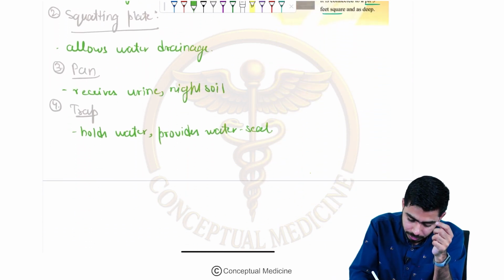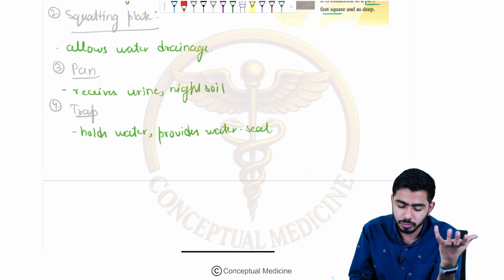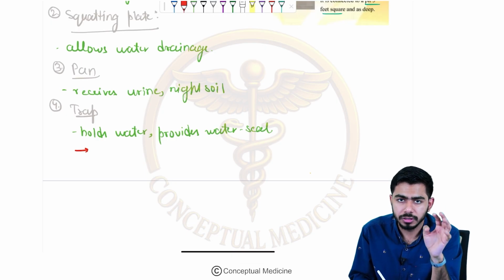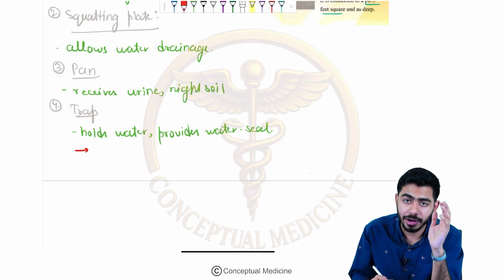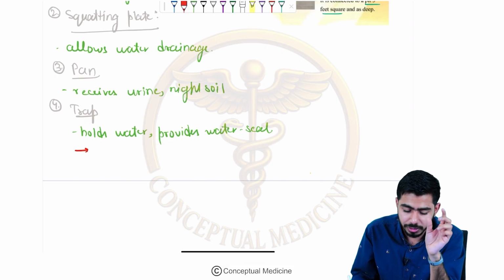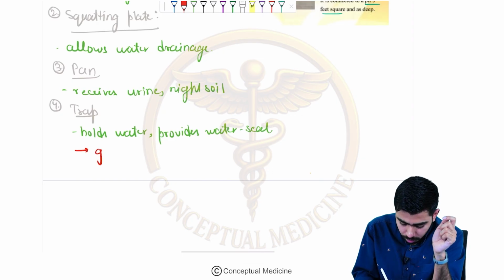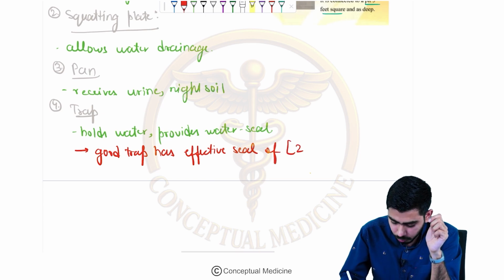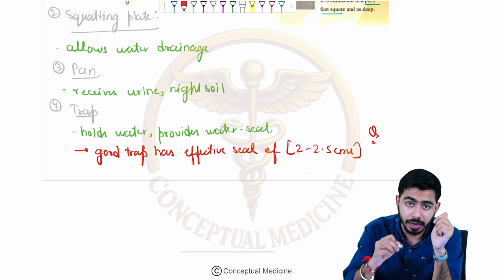Over here I will change the color to emphasize this point: if the trap has to be efficient, a good efficient trap should have an effective seal of around 2 to 2.5 centimeters, and that was an MCQ. So a good trap should have an effective seal of around 2 to 2.5 centimeters. Please remember that, it was an MCQ once they asked us.